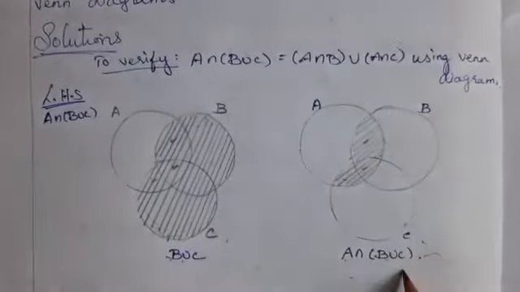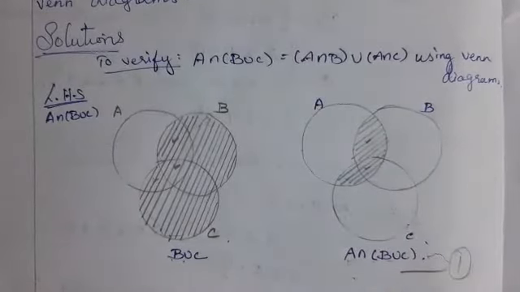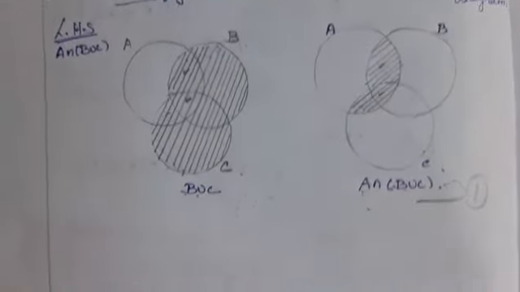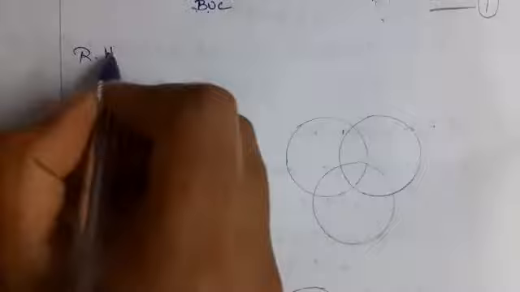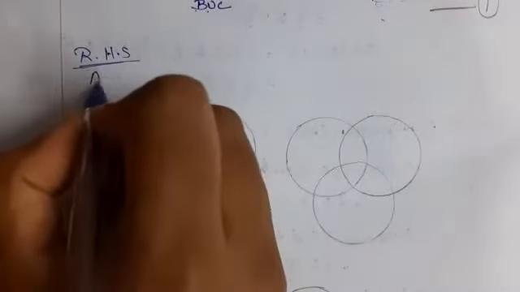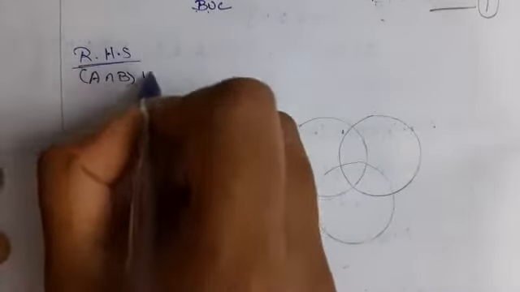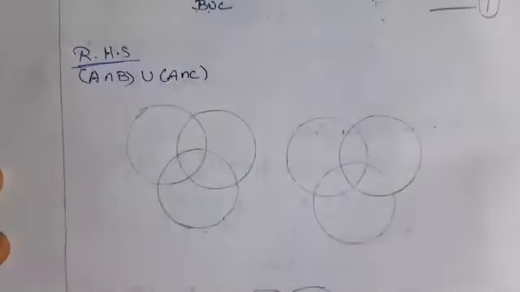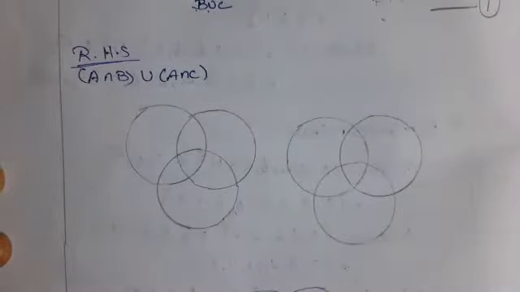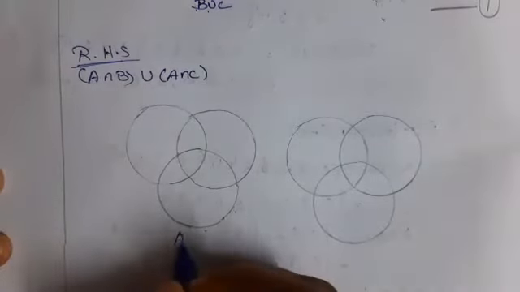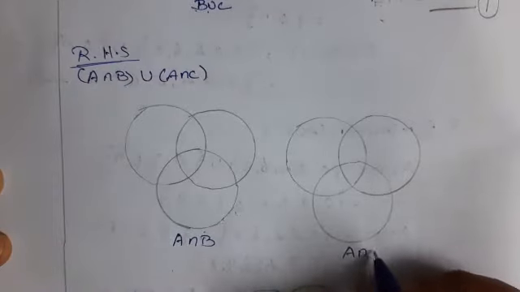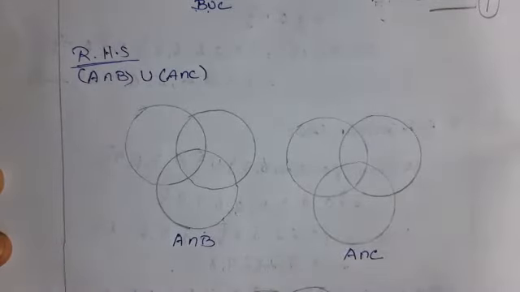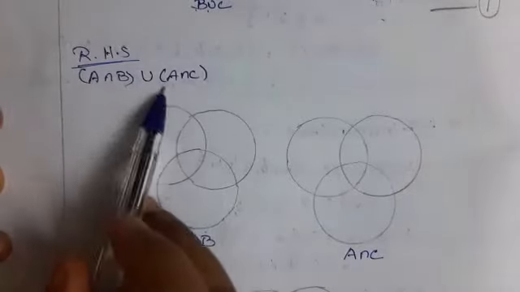Take this as equation 1. Now, find the right hand side. Right hand side is A intersection B union A intersection C. For this, you must draw 3 diagrams. First one is A intersection B. Second one for A intersection C. Third one, A intersection B union A intersection C.